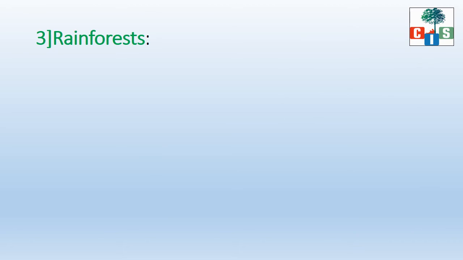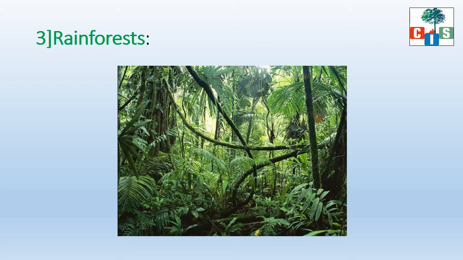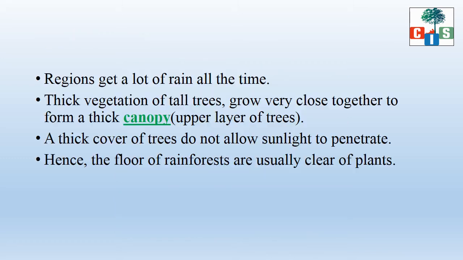Now the next habitat is the rainforest, and here is a picture. Yes, a rainforest. Scholars, we have seen that in the grassland there is more rain than in the desert but less than the forest needs to grow. But here in the rainforest, it rains heavily. So these are the regions which get a lot of rain all the time. Almost every day it rains in the rainforest, and hence the name rainforest.